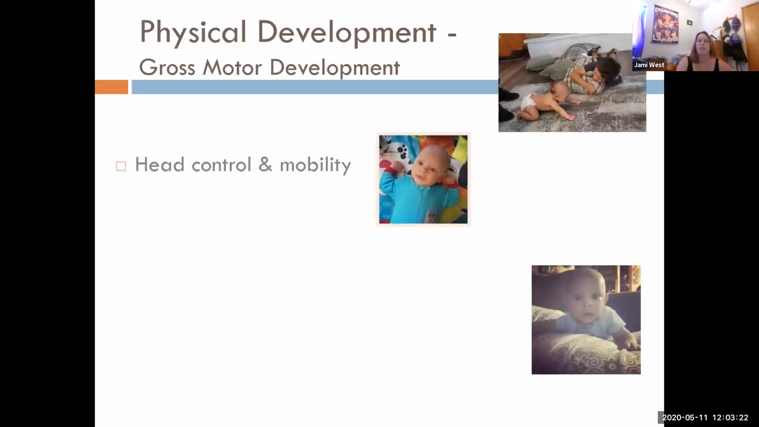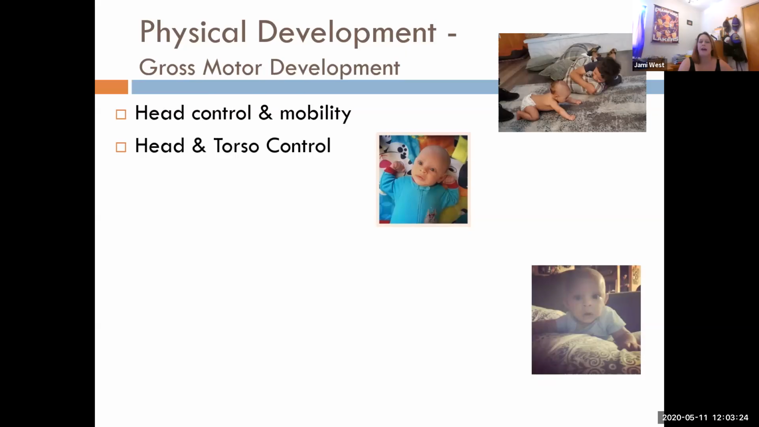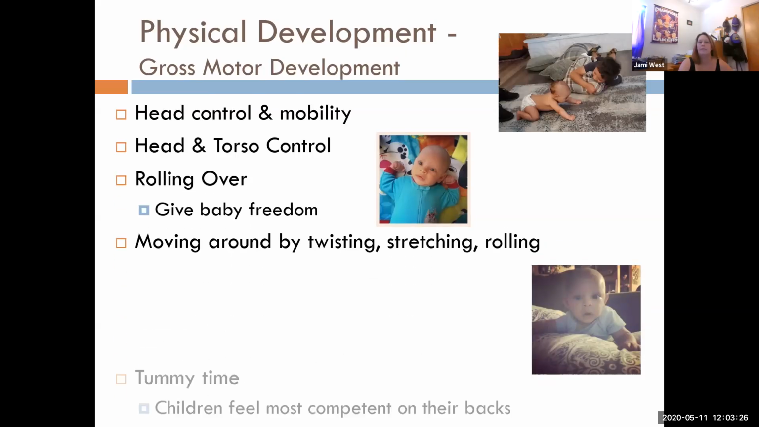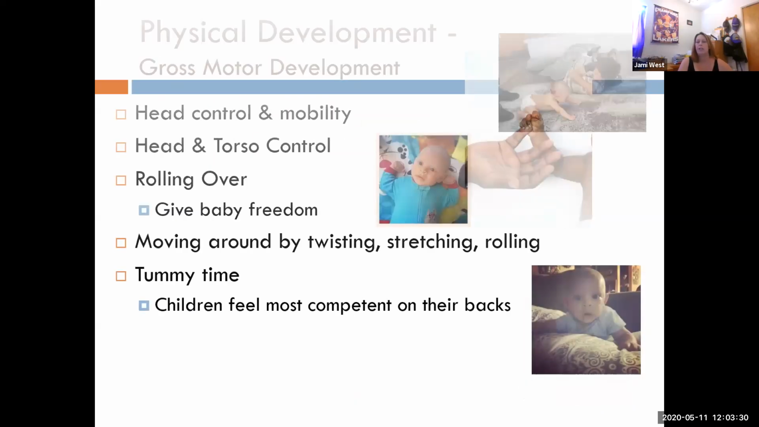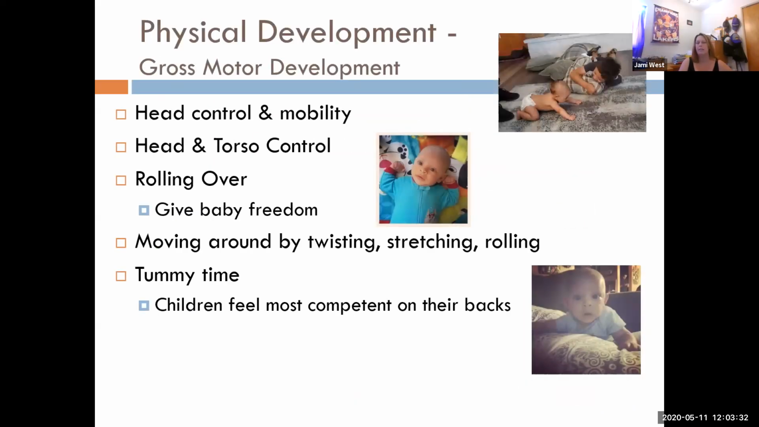Let's move on now to gross motor development, okay? Pretty much all these pictures you see are my grandkids. So those babies that you see is Caden, my oldest grandson, and then the picture on the top right, that's Caden now at 7 with my newest grandson, Malachi.